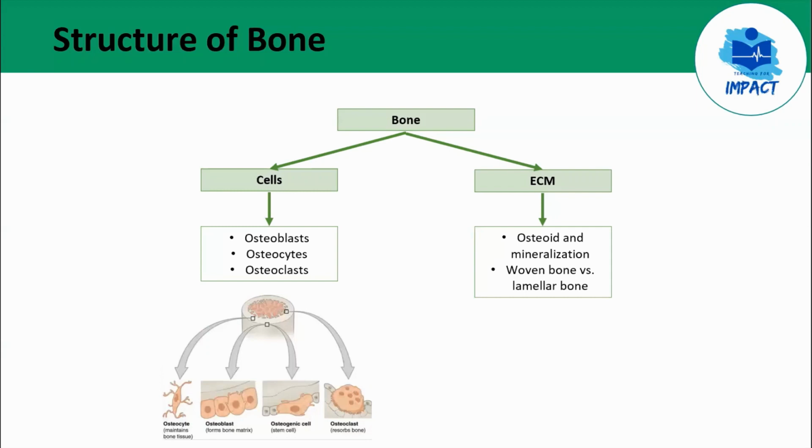Woven bone is eventually remodeled to form lamellar bone, which is physically stronger and more resilient. Lamellar bone is composed of regular parallel strands of collagen arranged in sheets. Virtually all bone in a healthy adult is lamellar bone.